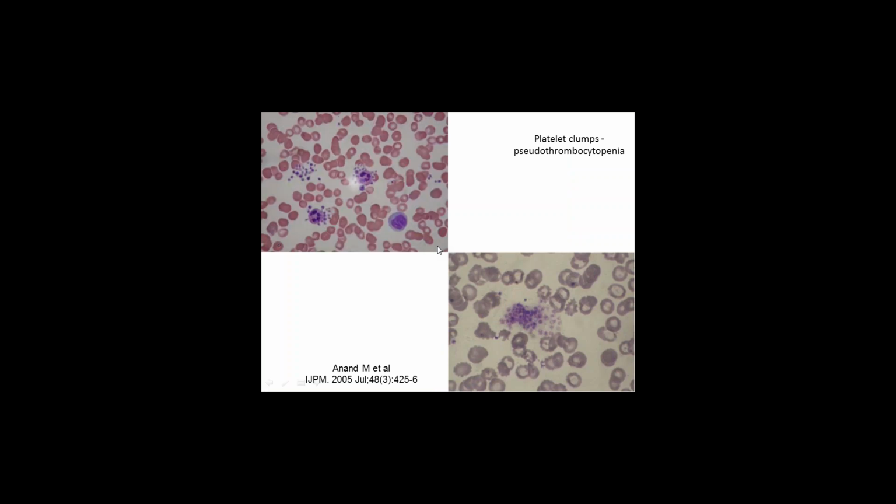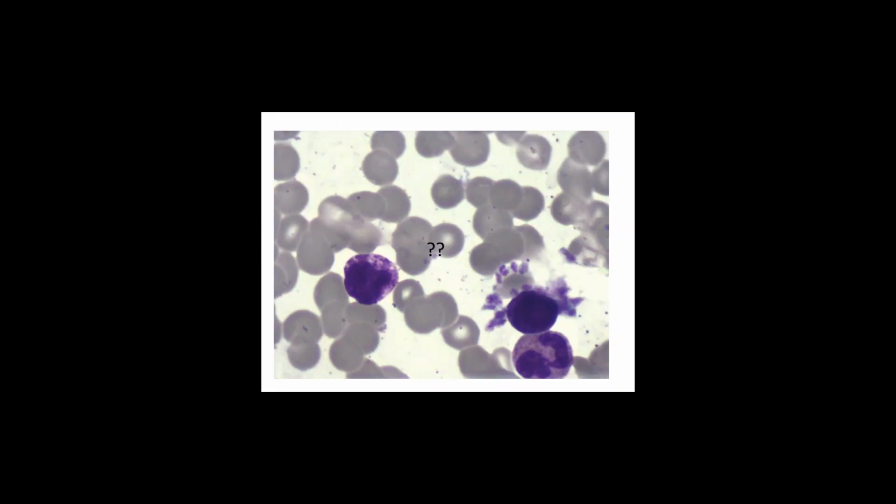This is just to show platelet satellitism, as we all know, it is because of an EDTA artifact, with platelet clumping around the neutrophil.